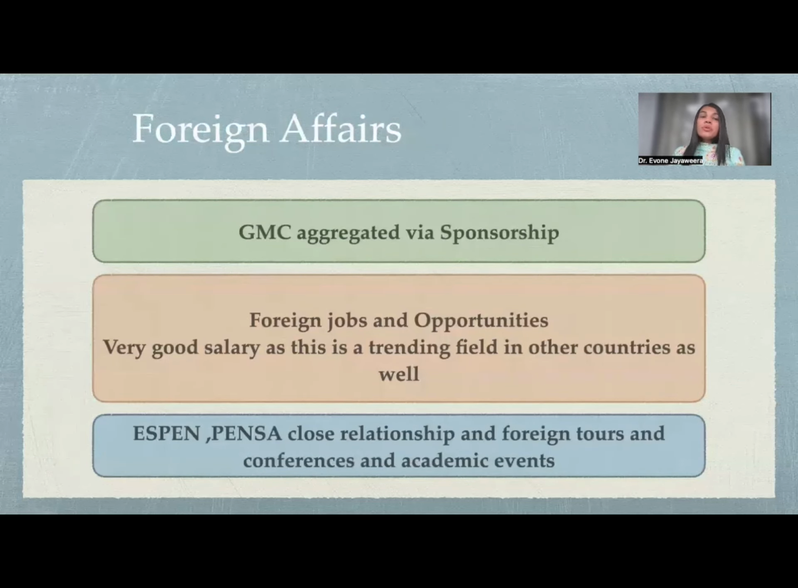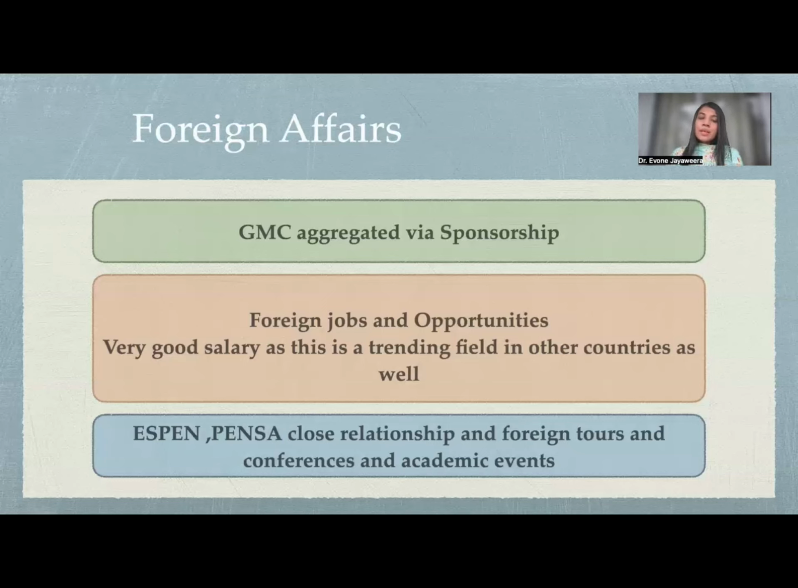So regarding more about the foreign affairs, you can get GMC via sponsorship, and you can apply for foreign jobs and opportunities as for the foreign training. And if you want to stay furthermore, you can apply further and keep the GMC with license to practice. So they do offer very good salaries, and you will be placed when you go for foreign training as specialty registrar in nutrition or senior clinical fellow. Good salary opportunities in major hospitals in the UK especially. And it's a trending field in other countries as well. So you will be having very good foreign jobs and opportunities.